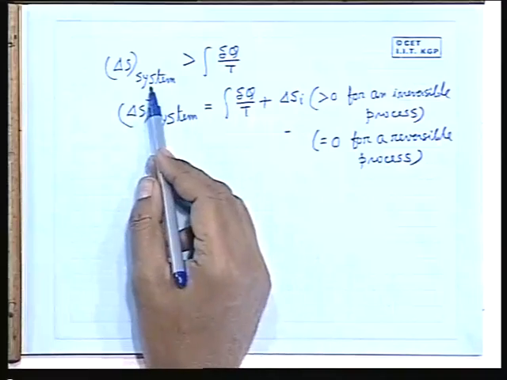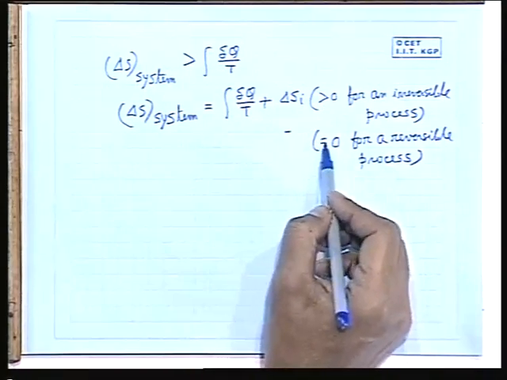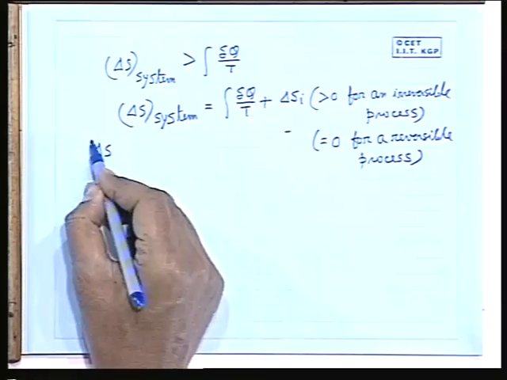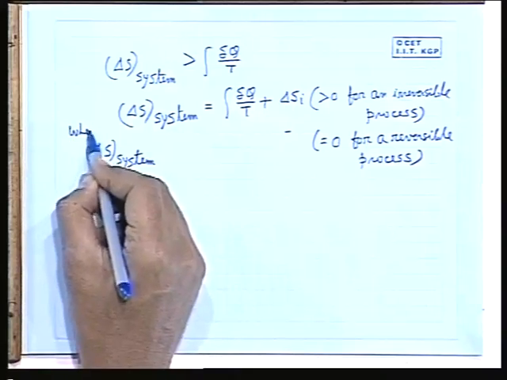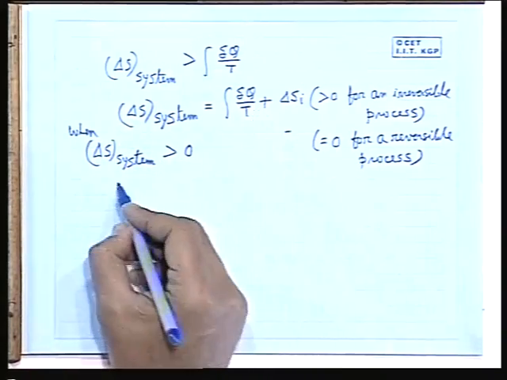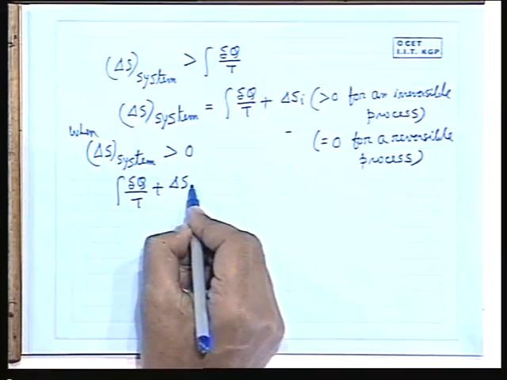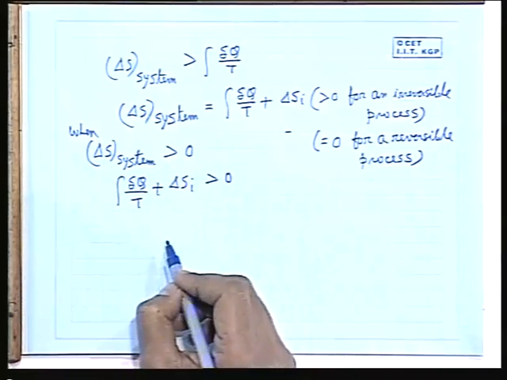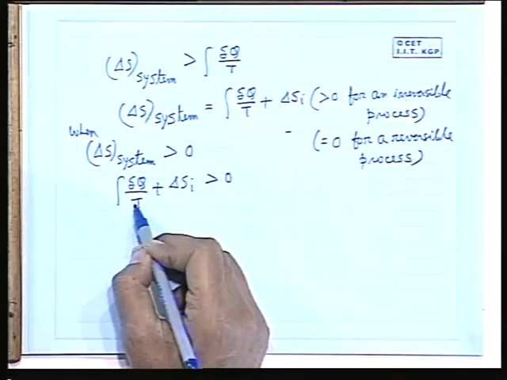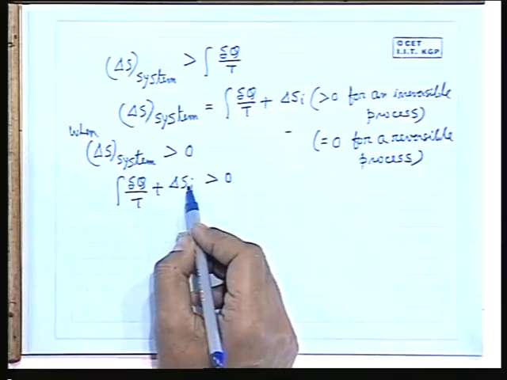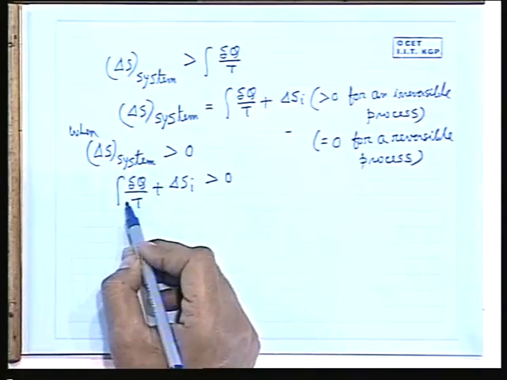But for a system, as we define the change of entropy, it may be greater than 0, or may be less than 0. So now I see when delta S system is greater than 0, what is that? Del Q by T plus delta Si has to be greater than 0. Now, for a reversible process, delta Si is 0. For an irreversible process, it is greater than 0. So therefore this may or may not be greater than 0.